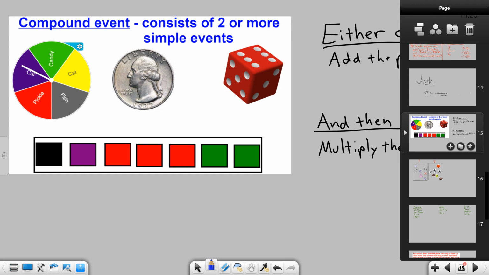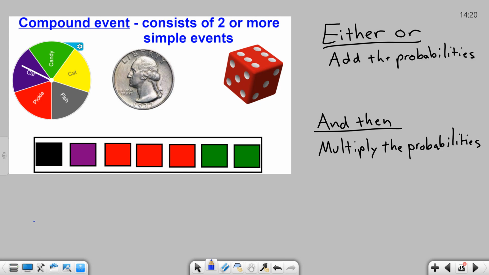Alright, this is lesson 9.3. It's on compound events. We've been dealing with simple probability, meaning one thing. For example, simple probability of flipping a heads is 1 out of 2. Simple probability of rolling a 4 on this would be 1 out of 6. The simple probability of getting a red out of this would be 3 out of 7.